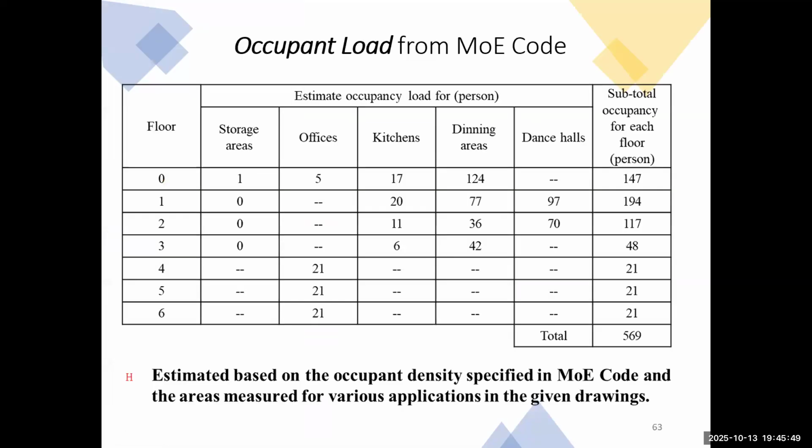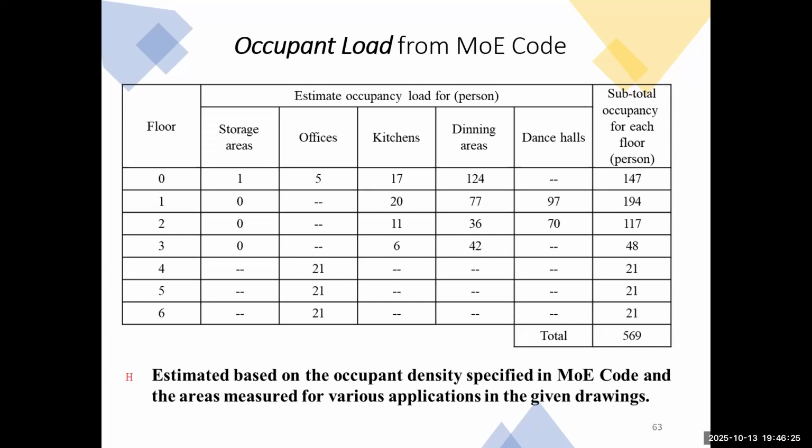Okay, so from our occupant load from the MOE code, the means of escape code, we can calculate the total occupant of each floor and get the summation of the whole nightclub occupant. So as we can see here, for floor 0, we have the storage area, the kitchen, and the dining area, and if we don't have the dance hall, we get an occupancy of 147.